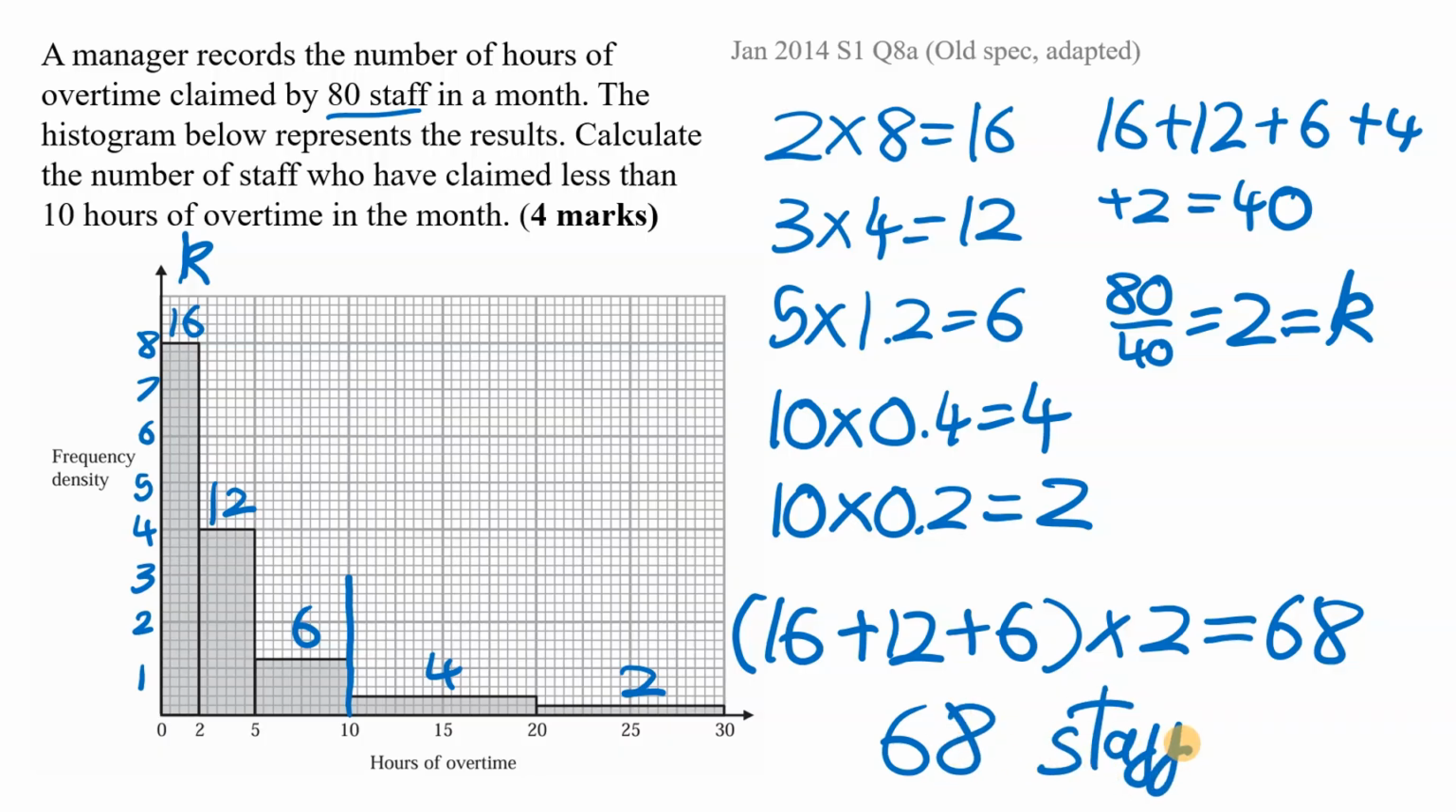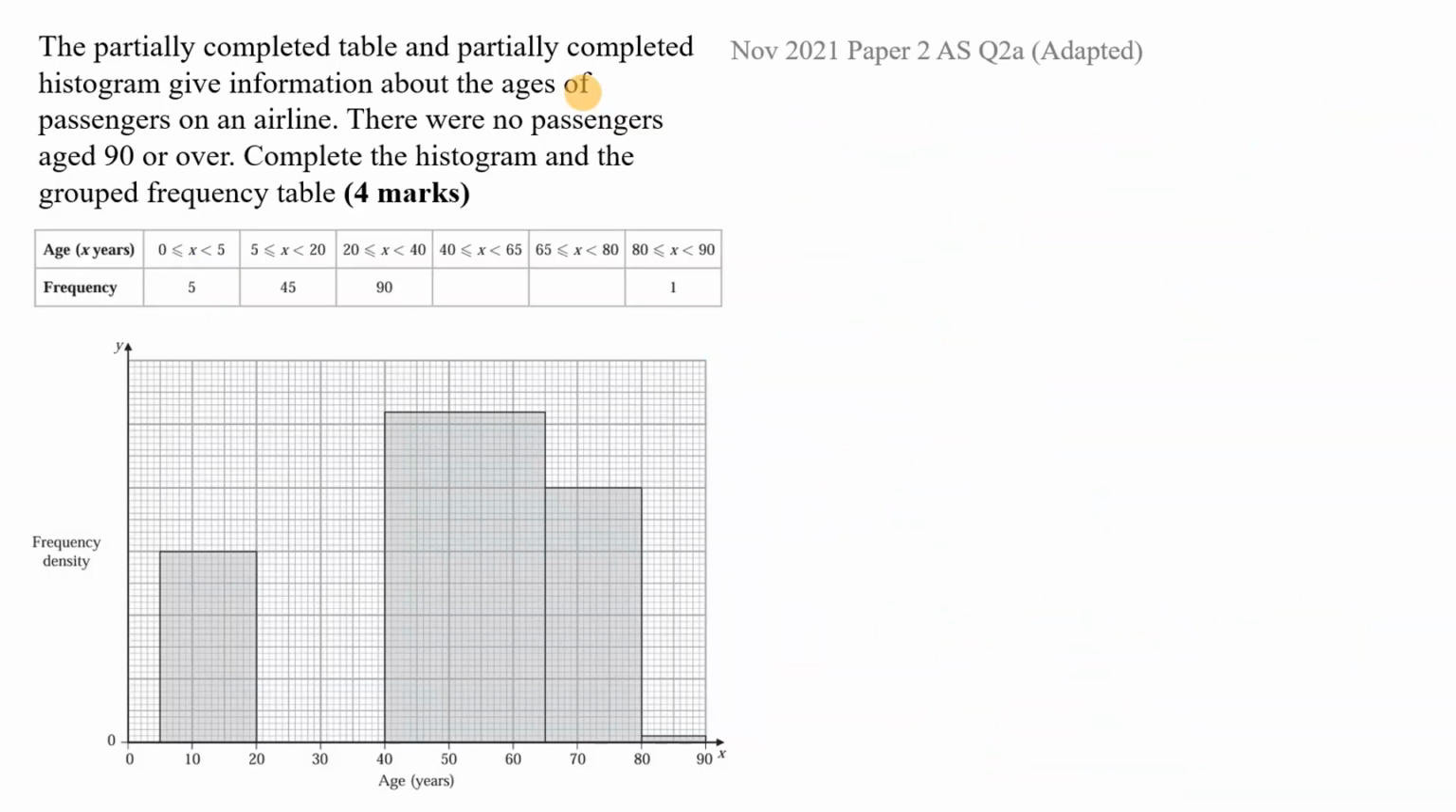There are 68 staff that took less than 10 hours of overtime. Okay, so here's another past exam question where we're told the partially completed table and partially completed histogram give information about the ages of passengers on an airline, and there were no passengers aged 90 or over. And we need to complete the histogram and the grouped frequency table.